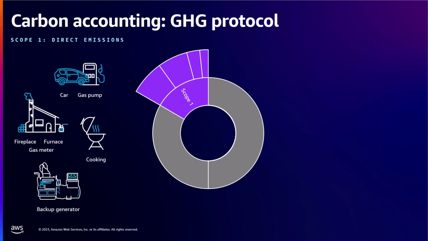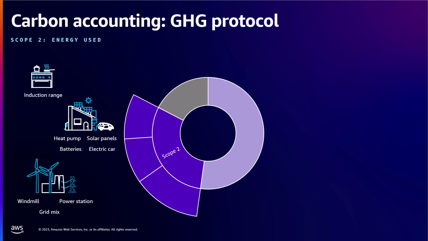Scope 1 is direct emissions. It's burning fuel, wood, anything which burns or emits greenhouse gases. And in IT, that could be a diesel generator, which is used when the grid is not available. And the emissions from that burning contribute to Scope 1.